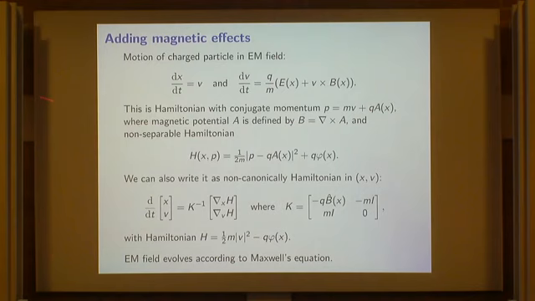Okay, so this is one thing that you need to add when you add magnetic effects. The other thing is that now the electromagnetic field evolves according to Maxwell's equations. For me the big difference is that the Maxwell electromagnetic field can sustain itself. So even if you don't have any particles in a vacuum, you can still have an electromagnetic field.